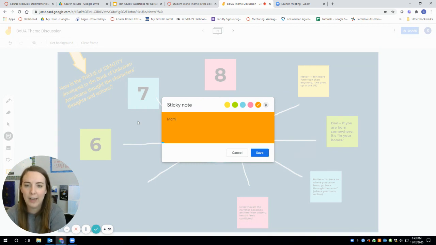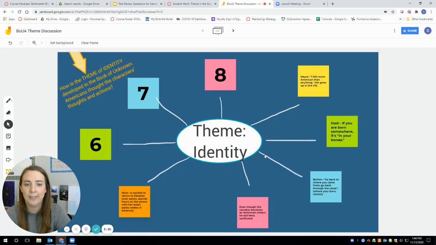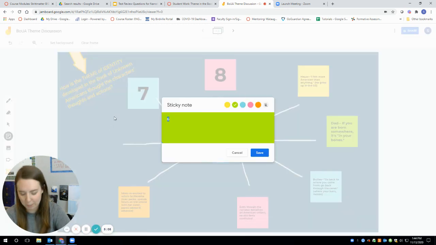So Celia, aka the mom, is excited to return to Panama. She overpacks, how do you spell that? Overpacks, spends hours on the phone with her sister, and she packs weeks in advance. So think about what that might be telling you about how the mom views her identity. They became American citizens, so don't forget that. But think about what that says about the mom's identity.